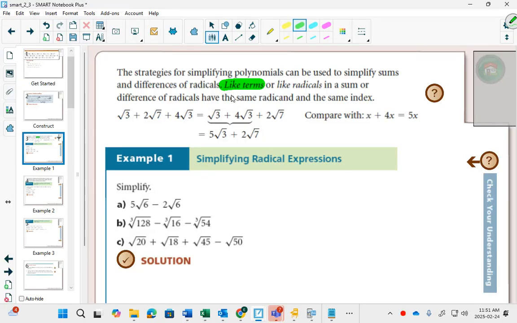We can highlight this idea of like terms or like radicals. In order for two things to be like radicals, they need the same inside and the same index. Just like in polynomials, when adding and subtracting like terms, you had to have the same variables with the same exponents. The same thing is true with radicals.